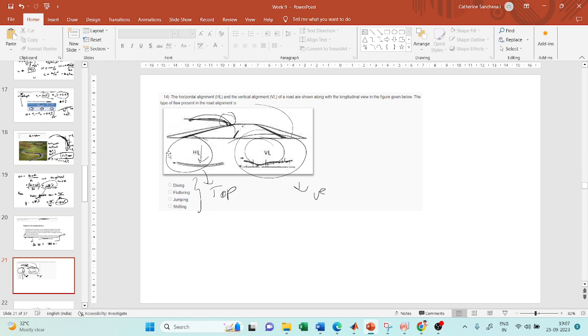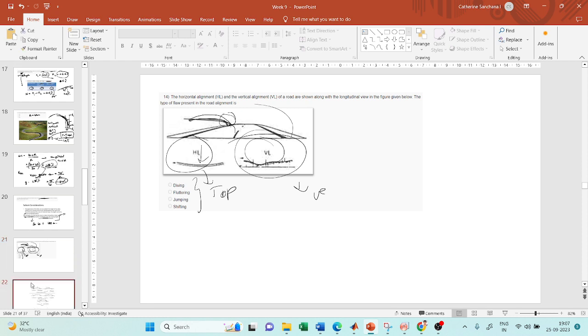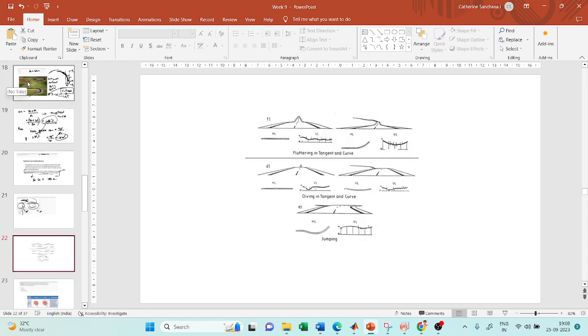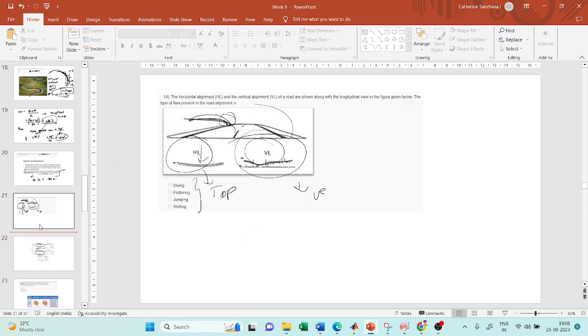Okay, for this also I've taken reference from these slides. If you see, you have something called fluttering. This is not the case for us, right? This is what you observed in the problem. So this has been named as diving, and so the answer to this question is diving. I'm not stressing more on the alignment coordination part. Okay.